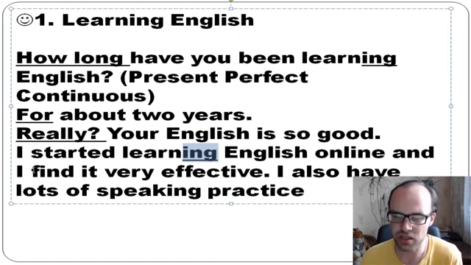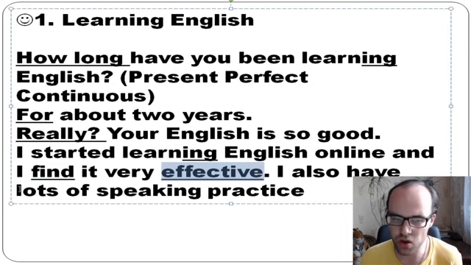It's a very nice phrase. For example, you can write in the comments below, I find your lessons amazing, or I find your lessons very effective. It means that your lessons are amazing, that your lessons are very effective, okay? I also have lots of speaking practice. Very good phrase. Find it very effective.